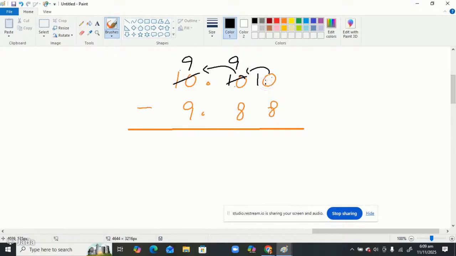Okay. Now 10 minus 8, first of all, we are going to subtract it. I'm going to draw the lines: 2, 3, 4, 5, 6, 7, 8, 9, and 10. Take away 8 lines. 2, 4, 6, 7, 8.